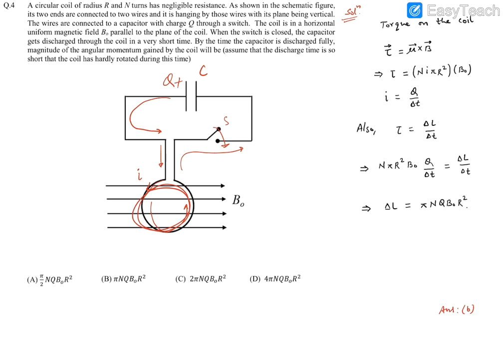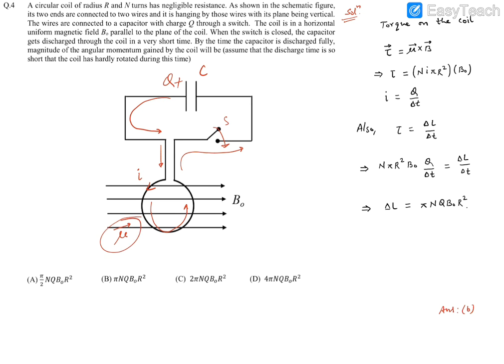magnetic dipole. Since this is a dipole present in a magnetic field, we know there's going to be a torque experienced by this coil. What that torque is going to be: the torque on the coil is tau equals mu cross B, as per the formula.